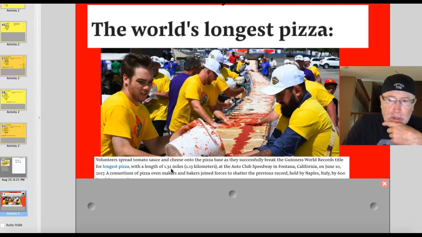Now, if you think about being at Valley Middle School, 1.32 miles would be probably like walking from Valley Middle School all the way to Apple Valley Target. Maybe a little farther than that, or like walking from Valley Middle School to Byerly's in Burnsville. It is a long way. So they did it with a combination of pizza oven makers and bakers, and they shattered it.